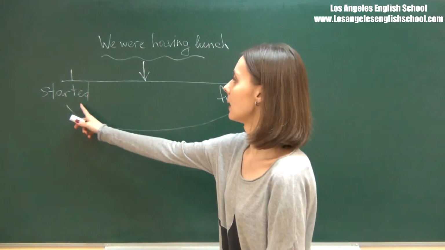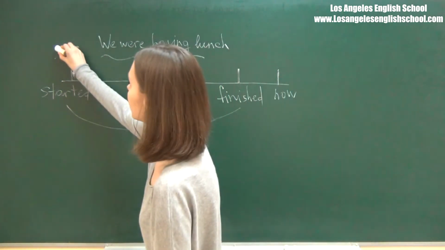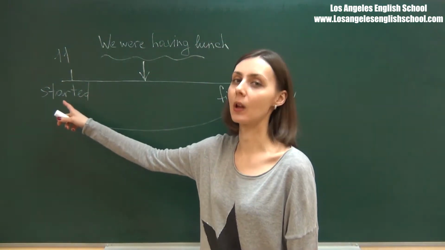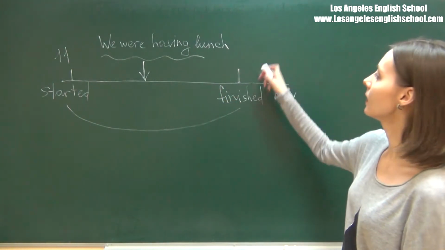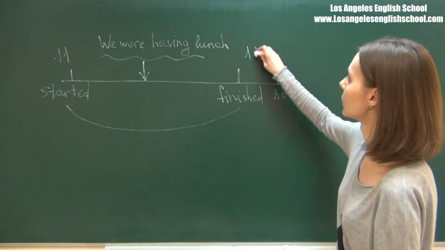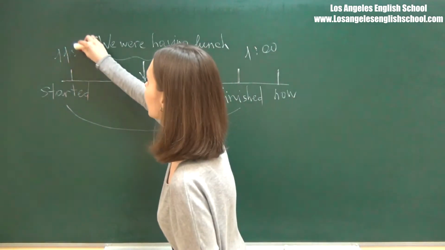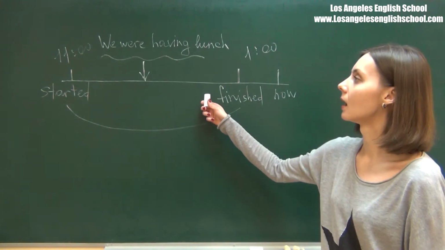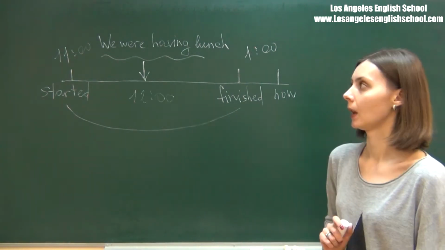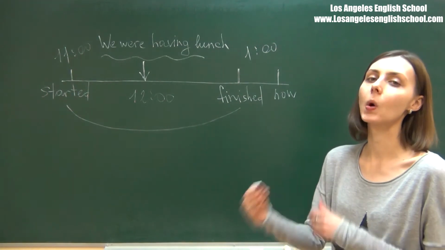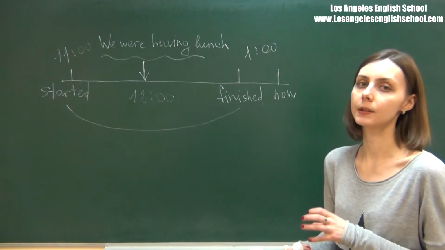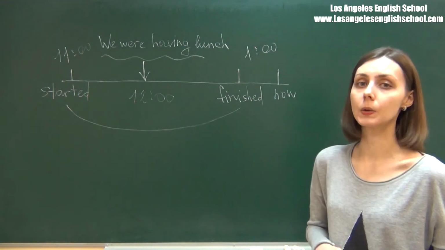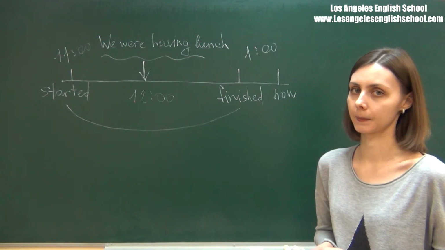So yesterday, let's say that at 11 we came to the cafe and we started having our lunch. And at 1 o'clock we finished our lunch. But here in the middle we were having lunch. So at 12 o'clock we were in the process of having lunch. We don't say when we started, and we don't say when we finished. So in this case, we need to use the past continuous tense.